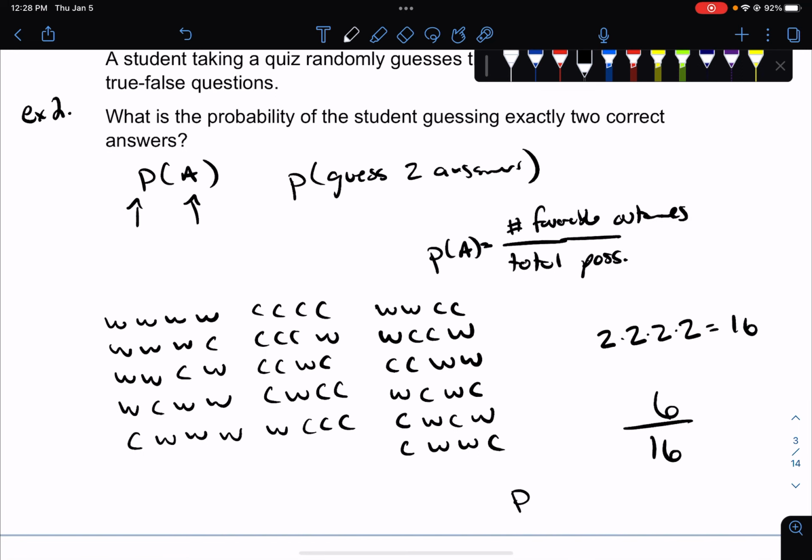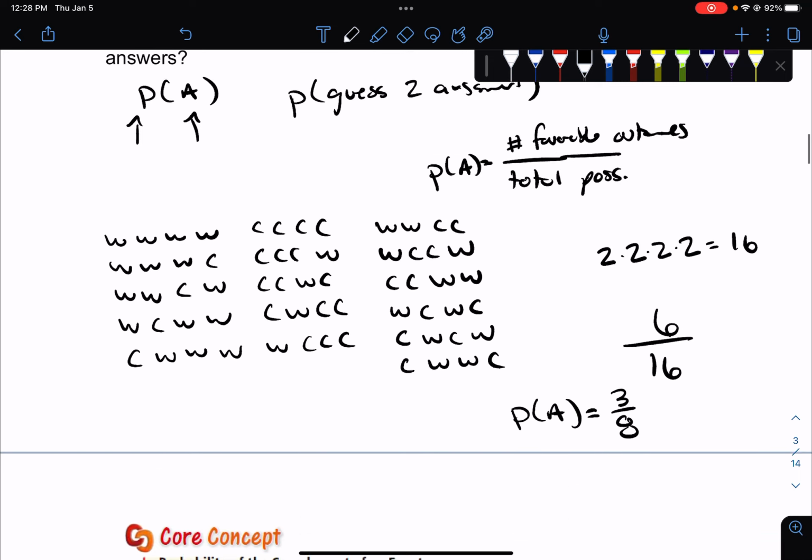Usually when we're doing the probability, we simplify. So we would say the probability of getting 2 correct answers is 3 out of 8 chances of getting exactly 2 correct answers. All right.